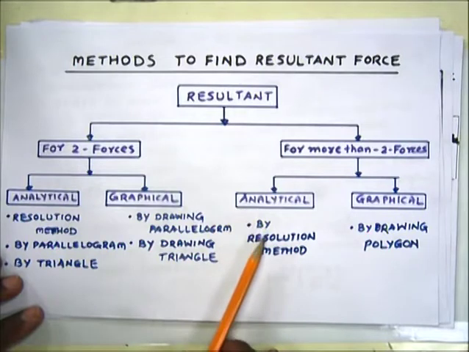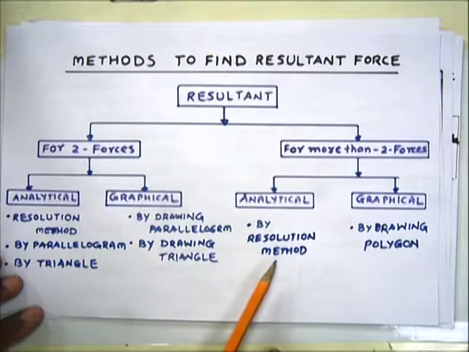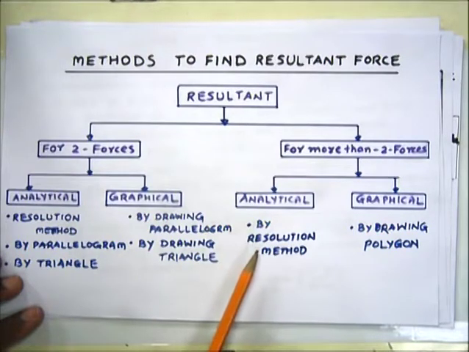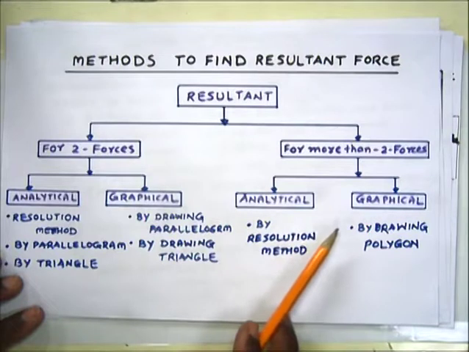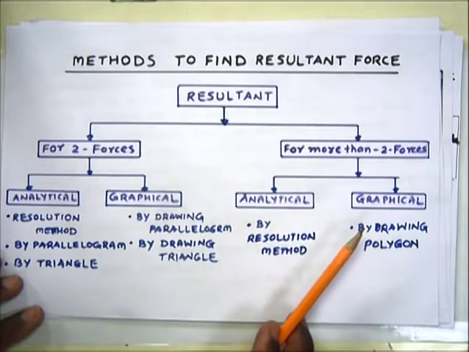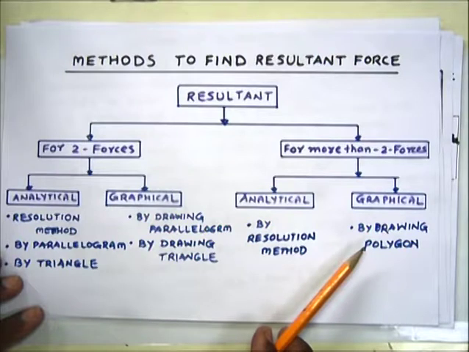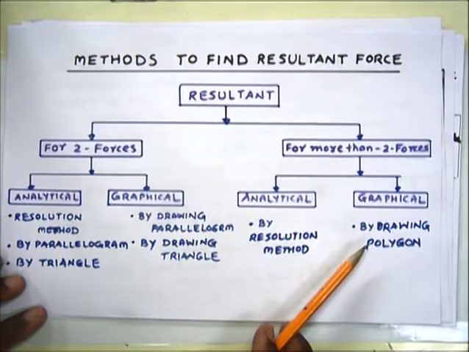So analytically, as I discussed, for more than two forces also we can use the resolution method, which is known as analytical, and in that method you are aware of that formula which is given for finding R. R is equal to root of sigma Fx square plus sigma Fy square, when more than two concurrent forces are given. To find its solution graphically, we can use the polygon law, polygon method, or we can draw a polygon and we can find the resultant.